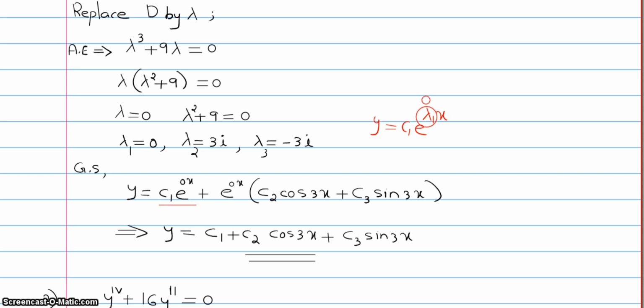So we get c1 e raised to 0x plus, next, the other two roots are complex roots, which is of the form e raised to alpha x into c2 cos beta x plus c3 sin beta x. Here this is a complex number of the form alpha plus i beta. So the value of alpha is 0 and the value of beta is 3 here. So we will get e raised to 0x into c2 cos 3x plus c3 sin 3x. The value of e raised to 0 is 1. So we get y equal to c1 plus c2 cos 3x plus c3 sin 3x.